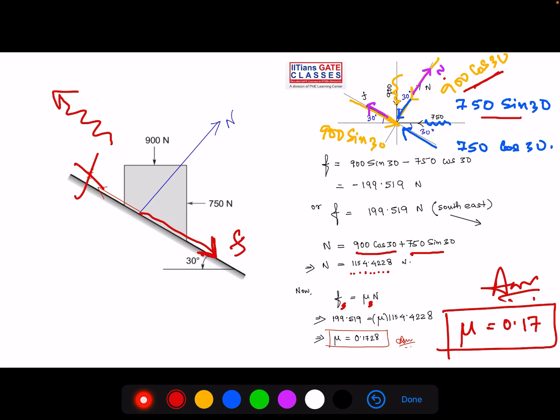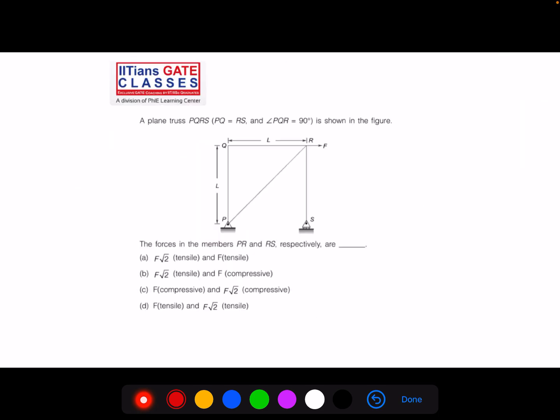Okay, so this was the second question. Now let us move on to the third question. The third question is from plane truss, right? So it is a very easy question. You have been given a plane truss PQRS, where PQ is equal to RS, and angle PQR is equal to 90 degrees. The forces in the members PR and RS respectively are. So you have been given 4 options.